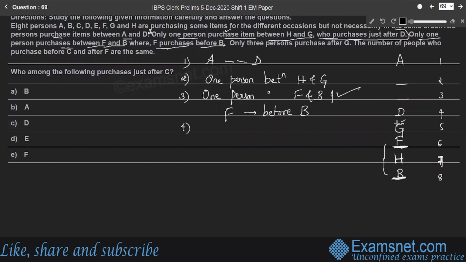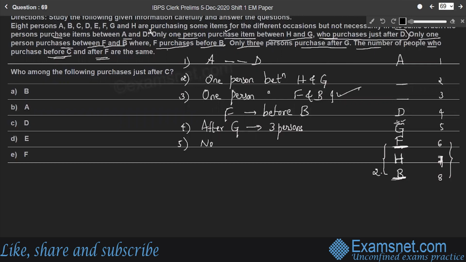Next, only 3 persons purchase after G. So after G, there are 3 persons. We'll check. So G is here. After G, there are 3 persons. So F, H, and B. So this condition is satisfied. And the last is the number of people who purchase before C. We don't know the position of C here, right? So number of people before C and after F are same. So what is the number of people after F? There are 2 persons, right?